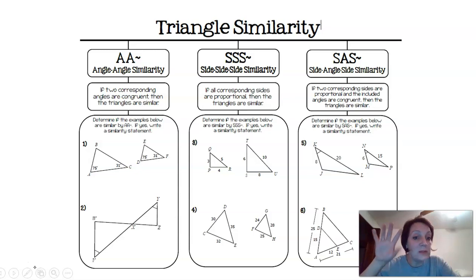And again, this is the notes page. These are examples I'm doing. This is not what you're handing in. And then there is an assignment that is attached for you.